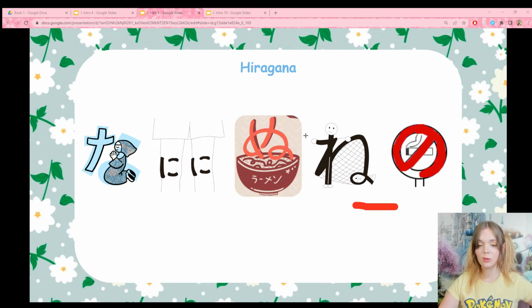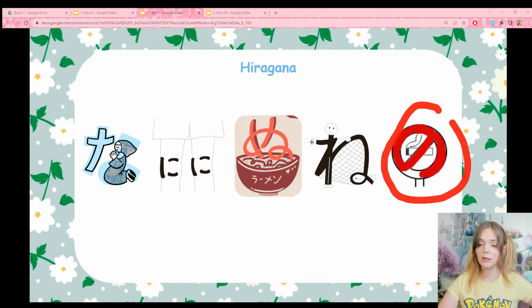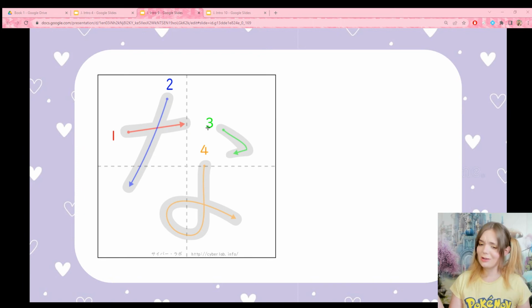And then this one is a fisherman who has a net. He has caught a fish in his little net. And this one's also pretty easy to remember. It looks like a no sign, right? No smoking, no. And as always, let's practice writing them really quick.